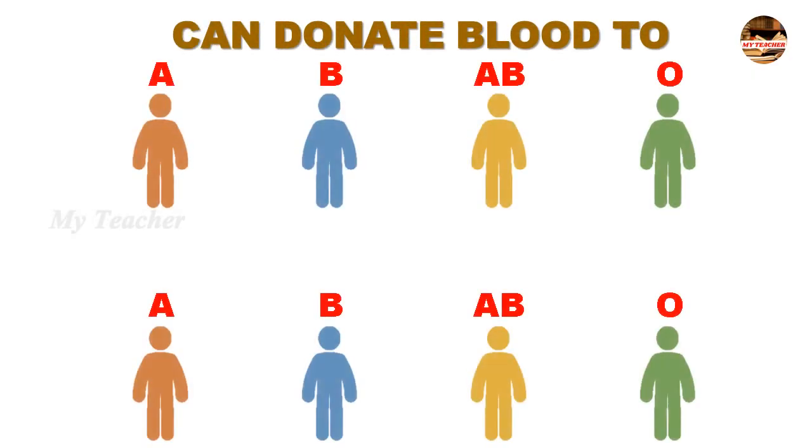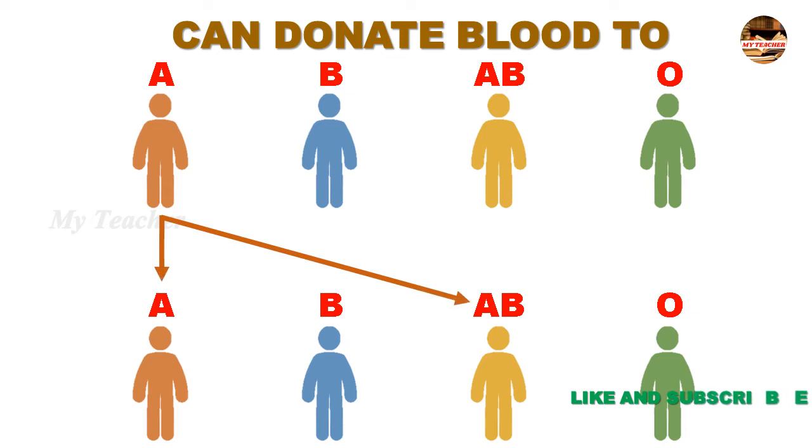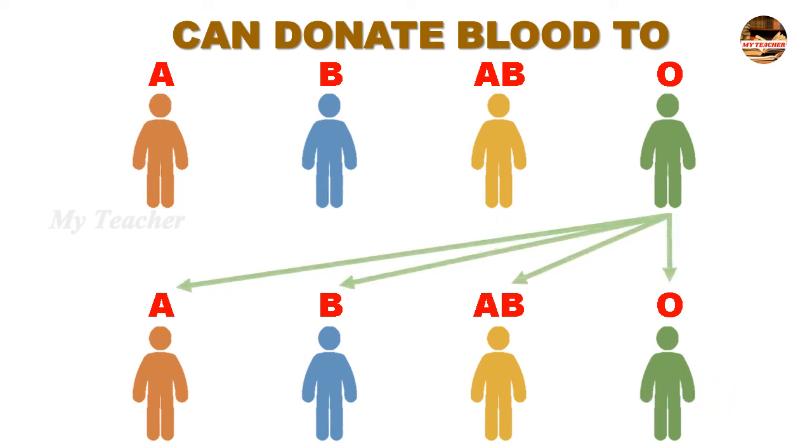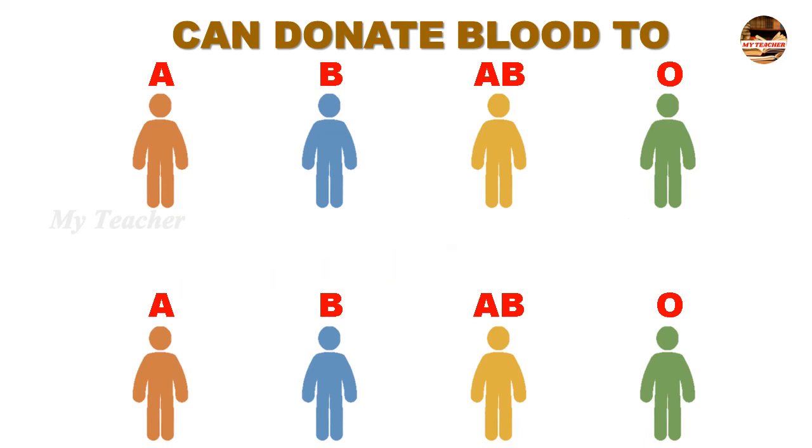Let us see which people can donate blood to a particular group. A blood group people can donate blood to A and AB. B blood group can donate to B and AB. AB blood group can donate blood to AB only. O group person can give blood to A, B, AB and O. That is why O is referred to as a universal donor.